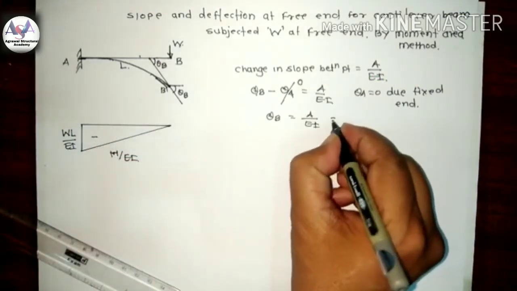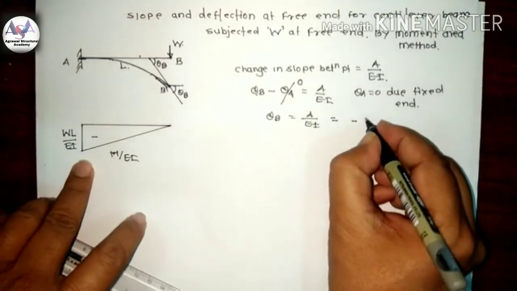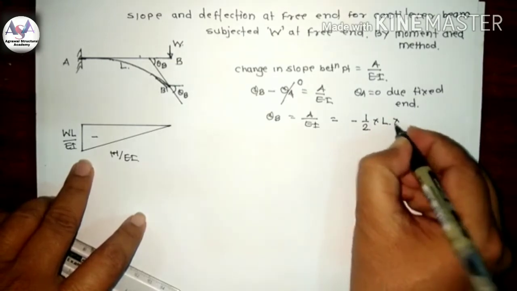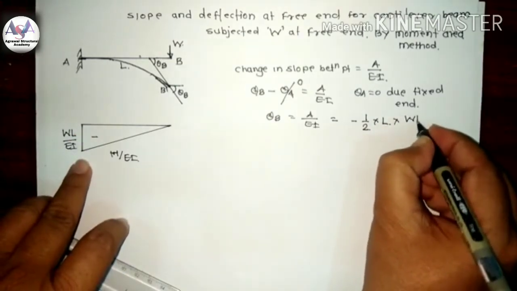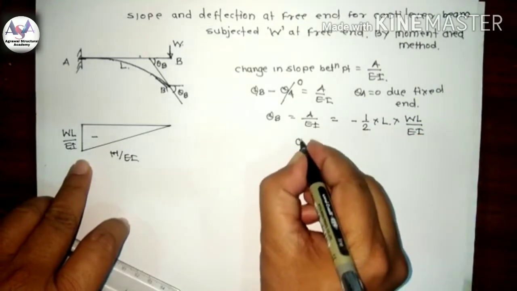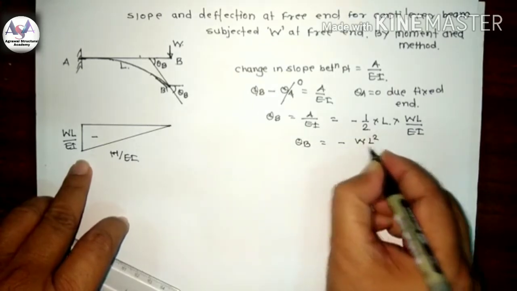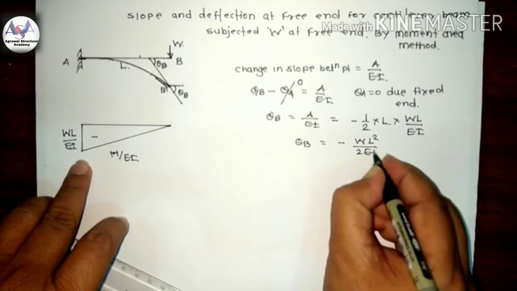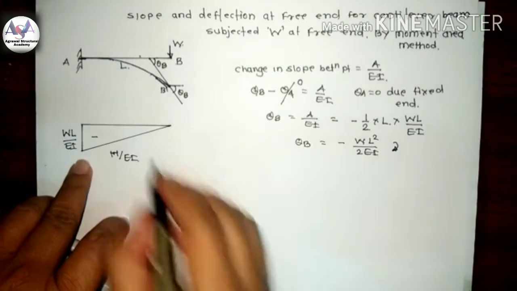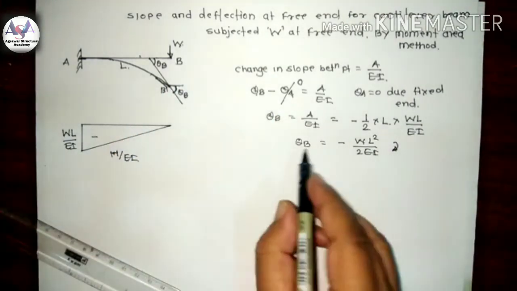So that is equal to, because of hogging, minus 1/2 base into height, WL upon EI. So theta B becomes minus WL square divided by 2EI, and this minus indicates the slope is clockwise. From here this slope is clockwise, so that is why it is minus. Now we got the slope.